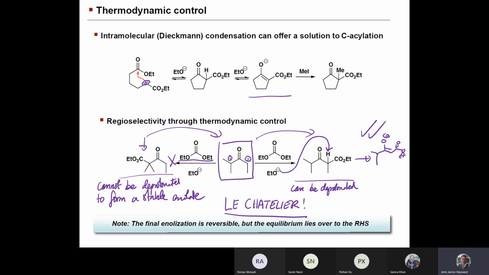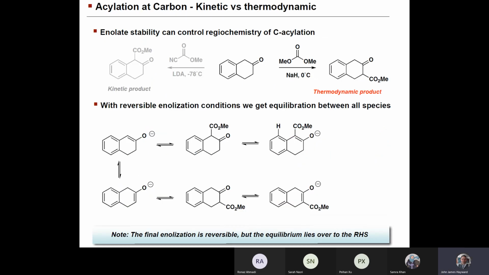So most commonly, in my experience, if you want a predictable thermodynamic product, you're probably going to be using Le Chatelier's principle to explain this. Okay. Next, more of this kinetic versus thermodynamic.